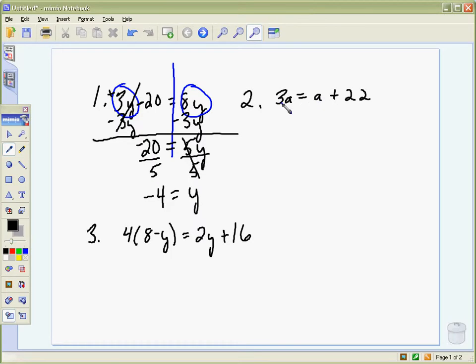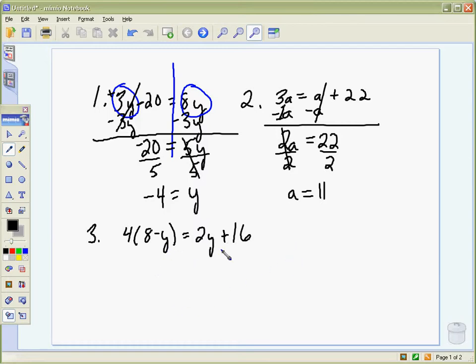Number 2, I have 3a's on the left side of the equal sign, 1a on the right side. I'm going to subtract 1a from the right side of the equal sign, making that cancel. If I subtract 1a from the right, I must subtract 1a from the left. And notice I keep saying 1a. If there's nothing in front of the a, there's always what we call an understood 1. So 3a take away 1a gives me 2a equals 22. 2 and a are being multiplied, so I do the opposite of multiplication, which is division. So I divide by 2 on both sides, and I get a is equal to 11.